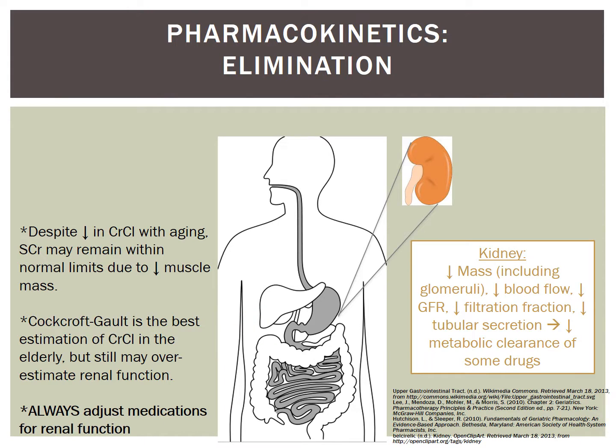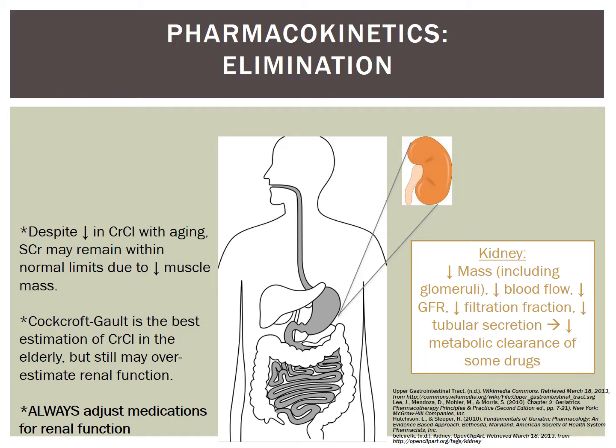By far the most important pharmacokinetic parameter which changes as we age is that of elimination. We have a decrease in glomerular filtration because of a decrease in mass, including glomeruli, a decrease in blood flow, a decrease in filtration fraction, decrease in tubular secretion. All of this is going to decrease the clearance of some medications, specifically those that are renally eliminated.